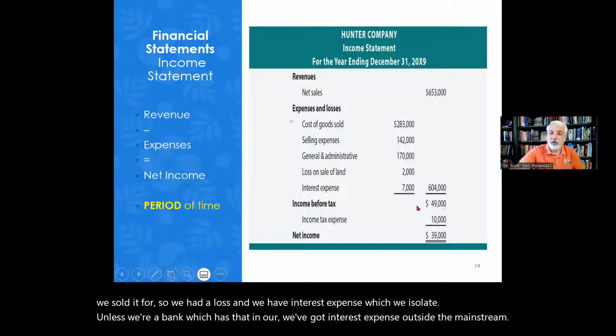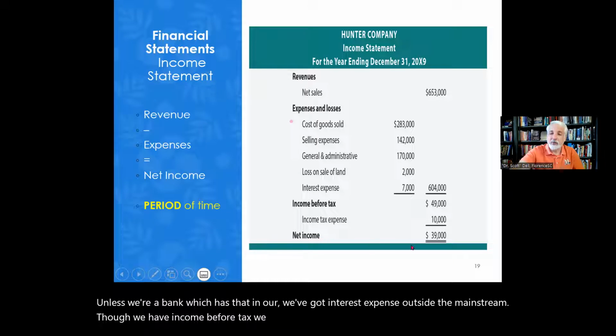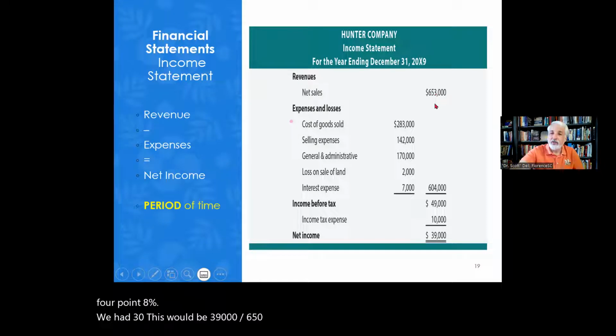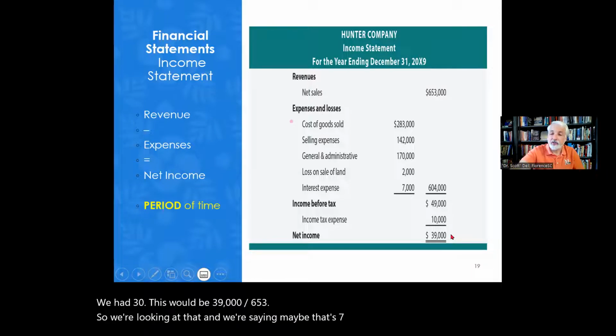Then we have income before tax. We have an income tax, and then we have our net income. There's our bottom line. That's what we call the bottom line. When we calculated our income statement for Walmart, it came to almost 5%, 4.8%. That was 39,000 over 653. So we're looking at that and saying, maybe that's a 7% net income percentage.